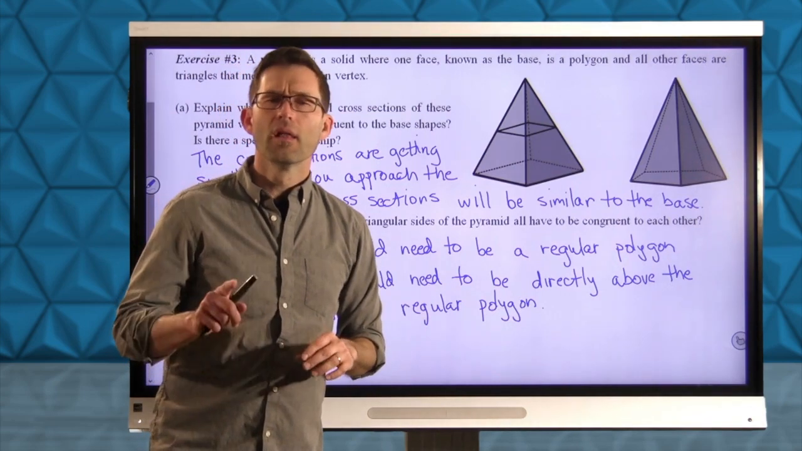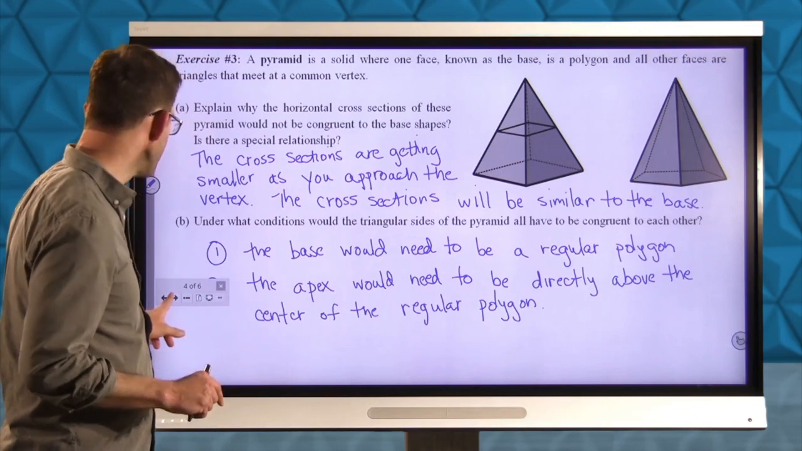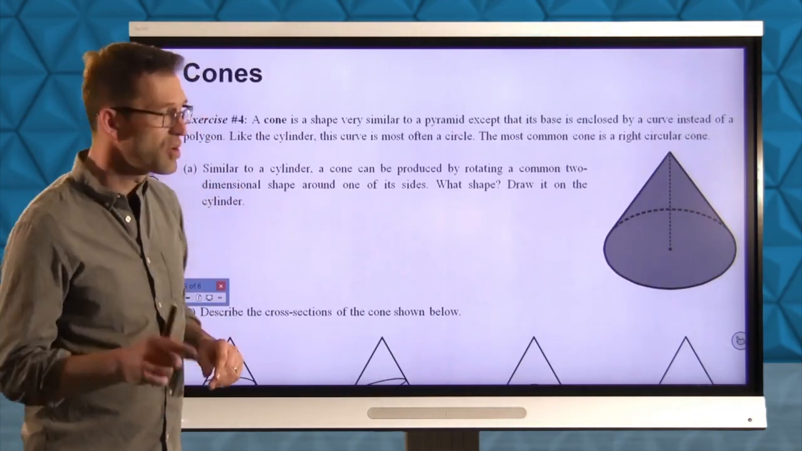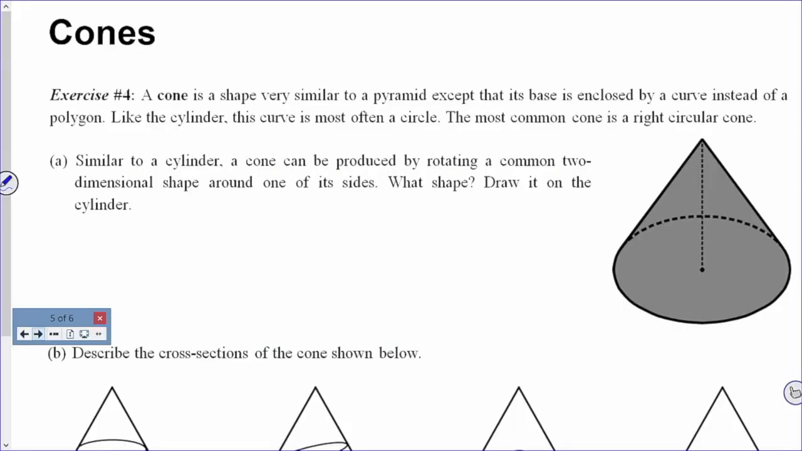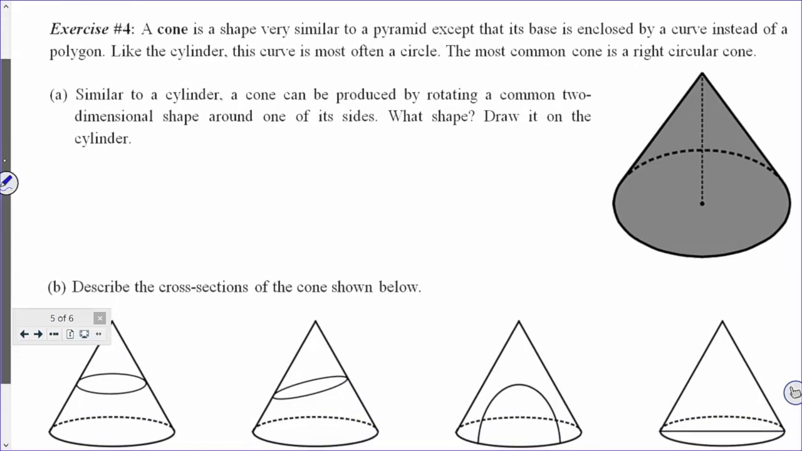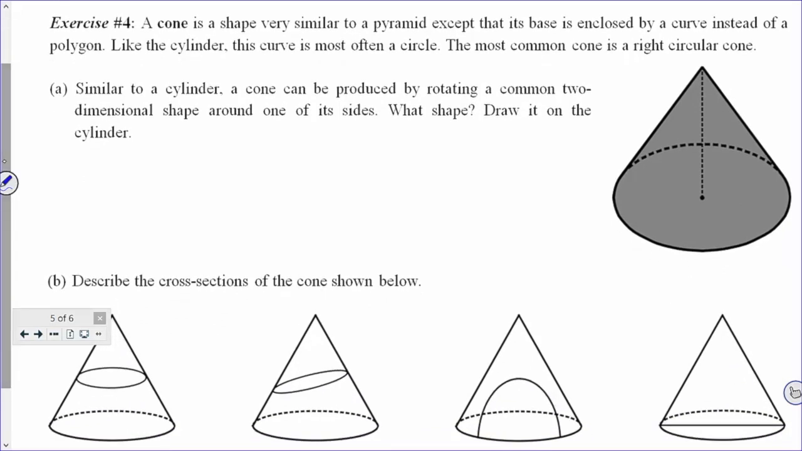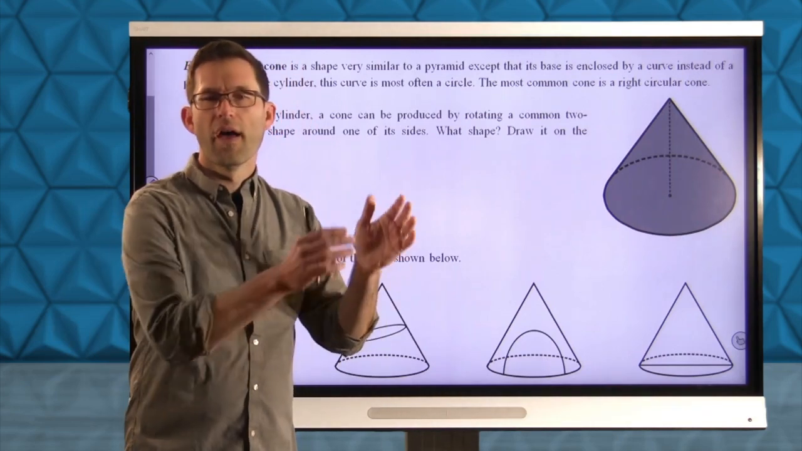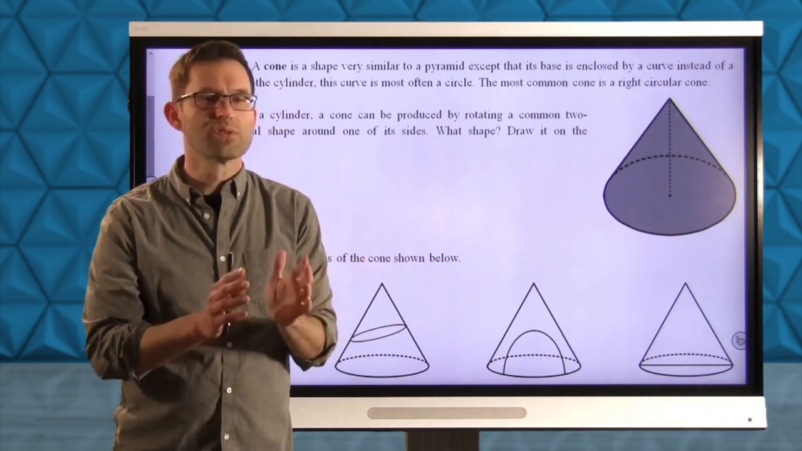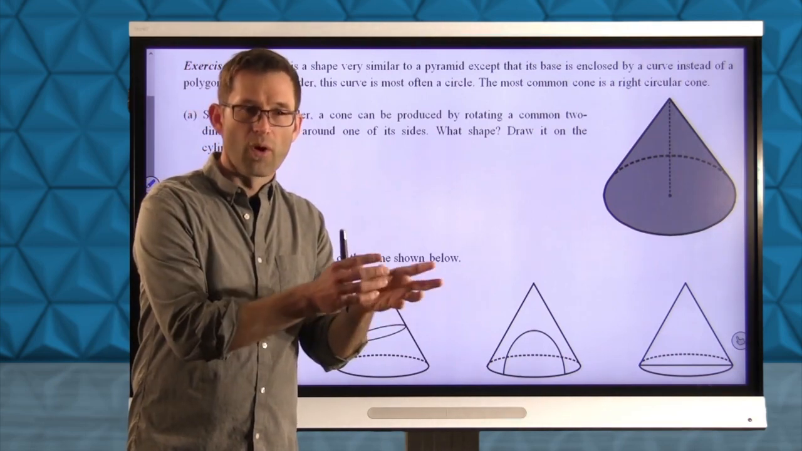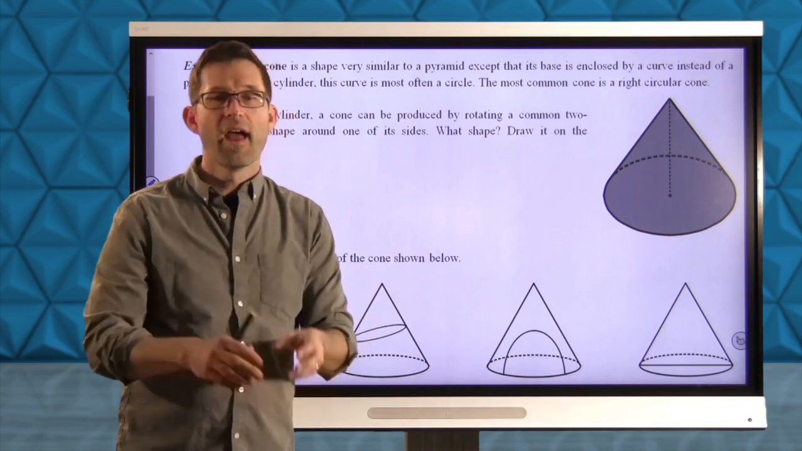All right, let's look at one final shape that is very similar to a pyramid, and that's a cone. So cones, let's take a look. A cone is a shape very similar to a pyramid, except that its base is enclosed by a curve instead of a polygon. So it's kind of like you have prisms, and then you have cylinders, very, very similar. Then you've got your pyramids and your cones.